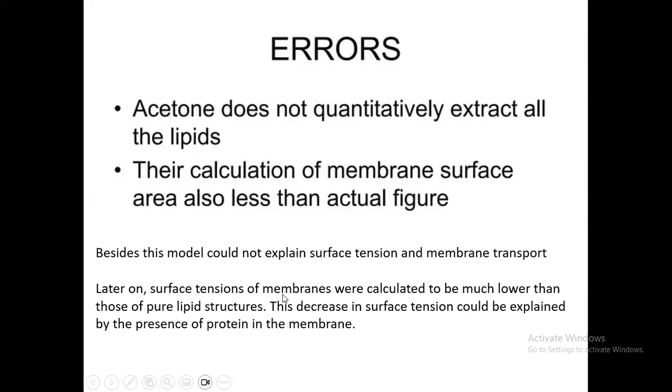Later on, the surface tension of the membranes were calculated and were found to be much lower than those of just the pure lipid structures. And this decrease in the surface tension could be explained by the fact that proteins are also present in the membrane, which were not accounted for in the first model.